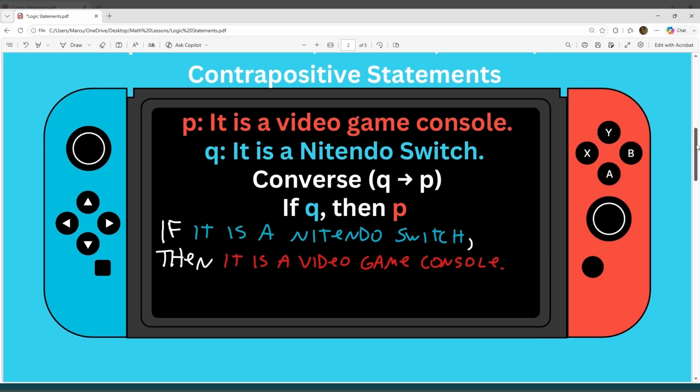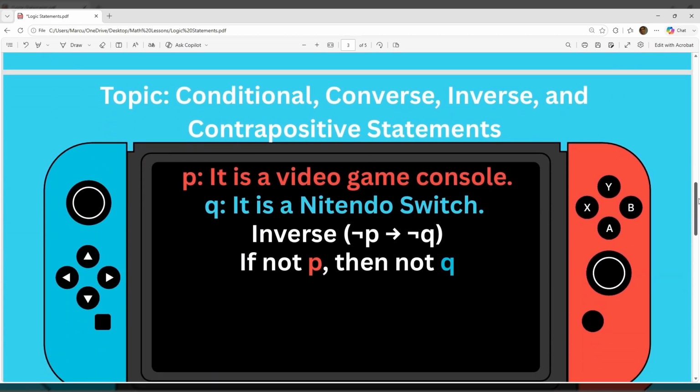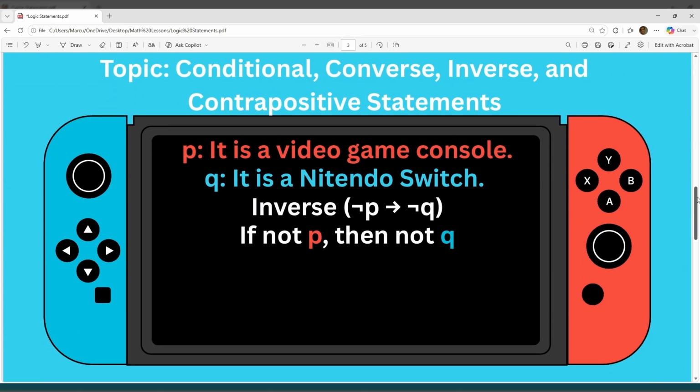So moving on to the next part of the lesson. Here we have the inverse. This means if not P, then not Q. Please pause the video and write this inverse statement.